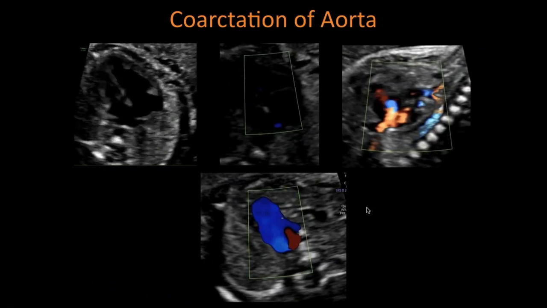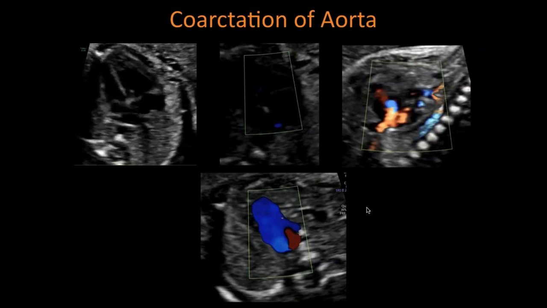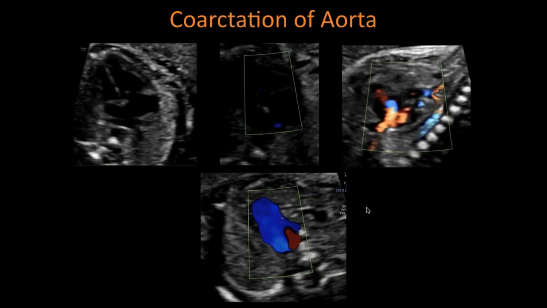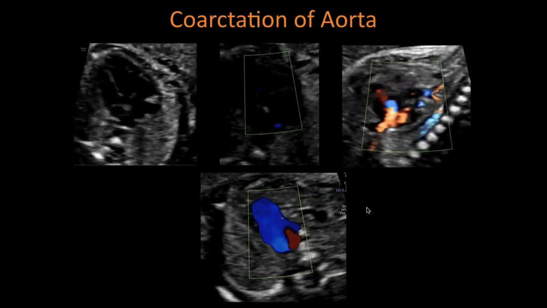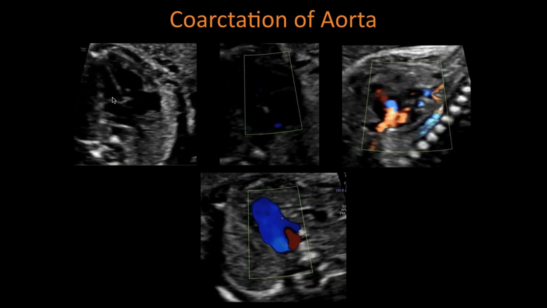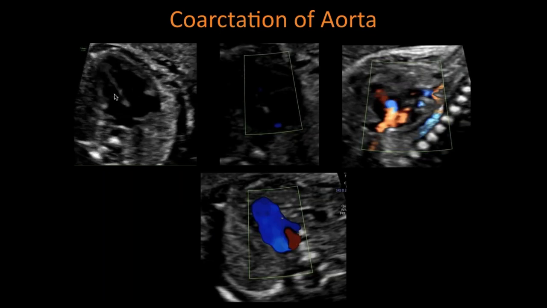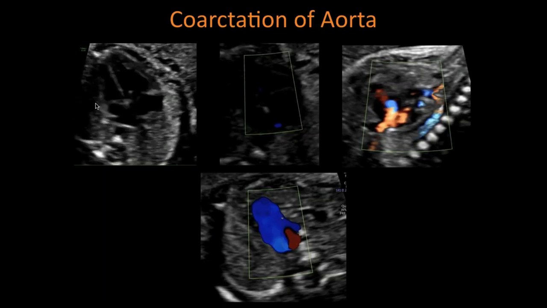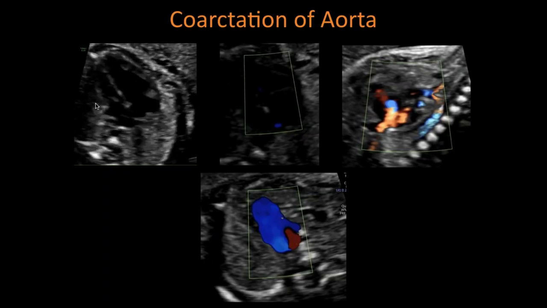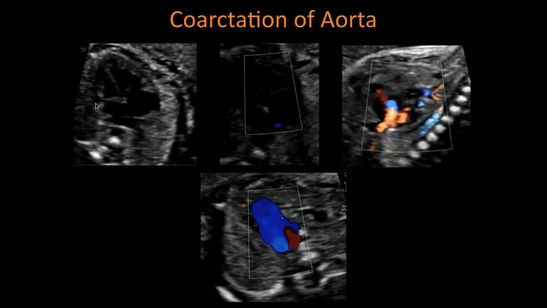All right, so let me show you examples of coarctation of the aorta. This is an anomaly that is really hard to detect, and there's a lot of false positives and false negatives associated with it. Typically what we see is, as you look right here, discrepancy in size between the right ventricle and the left ventricle. This is typically the first clue to the presence of coarctation of the aorta in the third trimester, or even in the first trimester, as a matter of fact.